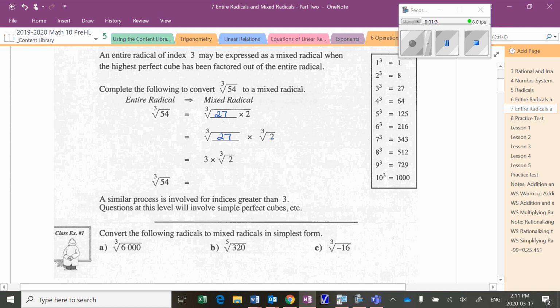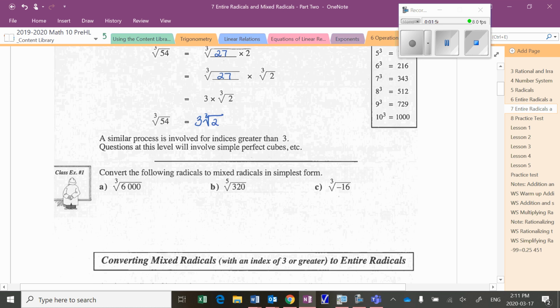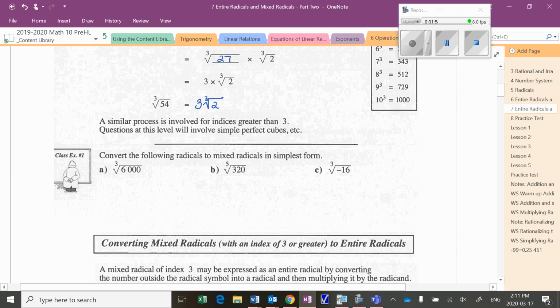But of course, the cube root of 27 is actually 3, because 3 cubed is 27, so we can rewrite this as 3 cube root 2. And you just want to make sure that you're careful with that little index, that it doesn't become too big, and that it doesn't move over and look like it's an exponent of your coefficient either.